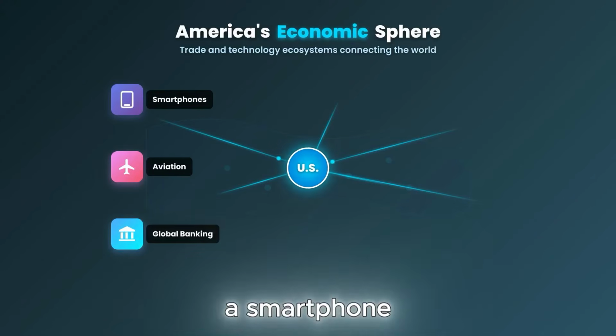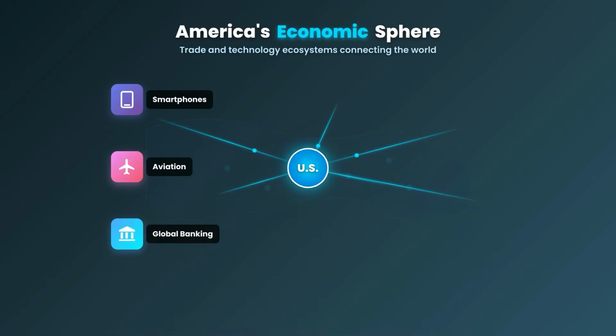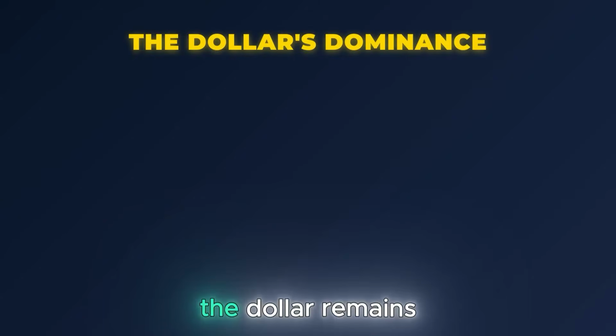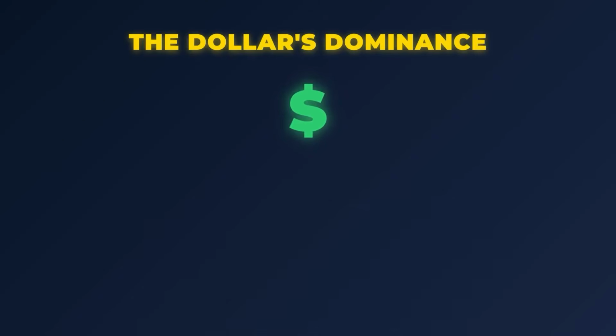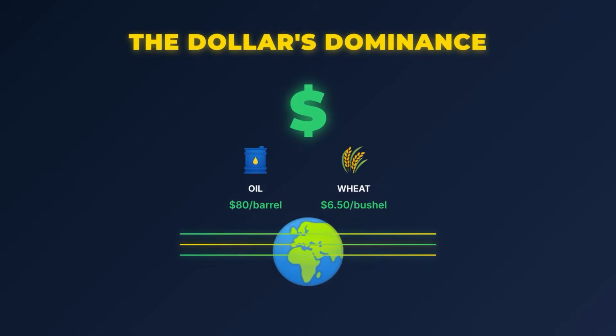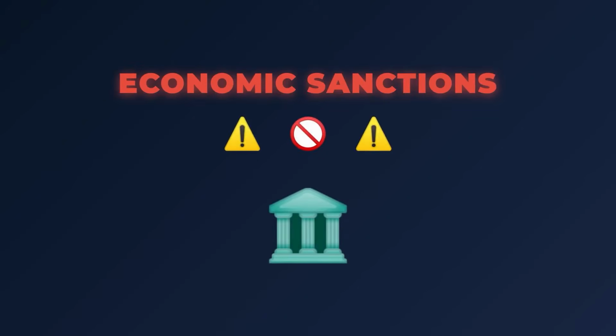Trade and technology ecosystems tie other countries economically to the US. If you use a smartphone, fly in a modern airplane, or rely on global banking, you are inside America's economic sphere. The dollar remains the lifeblood of global finance. Most commodities, from oil to wheat, are priced in dollars. Countries need dollars to buy, sell, and survive. This gives the United States a powerful tool: economic sanctions that can cripple entire governments without firing a shot.